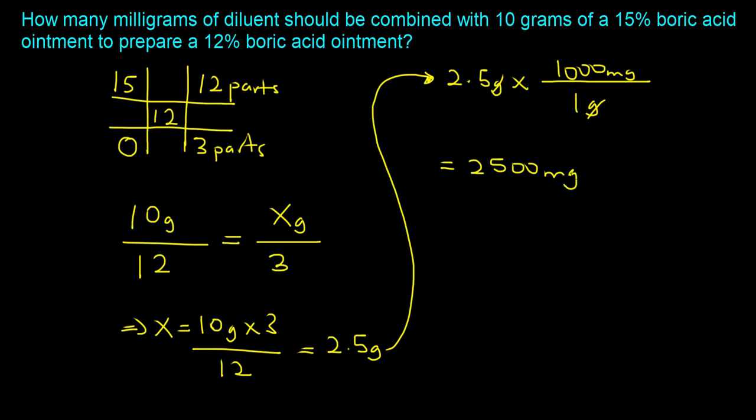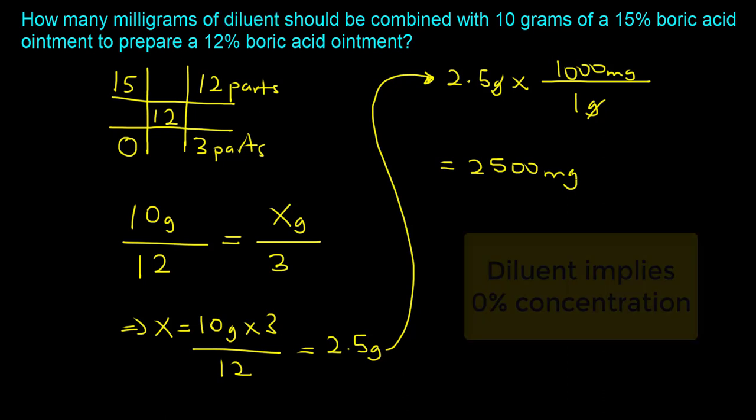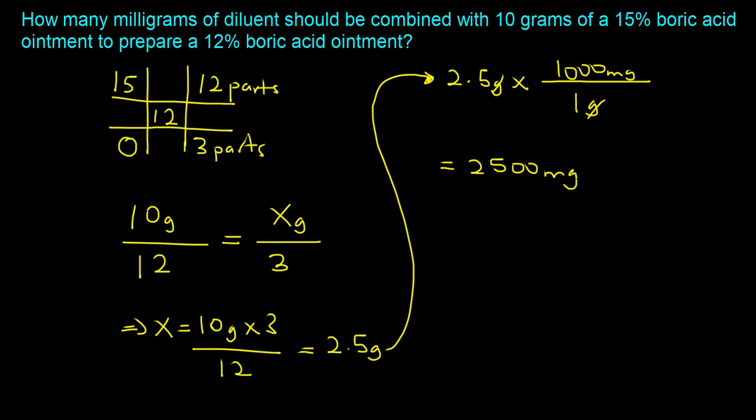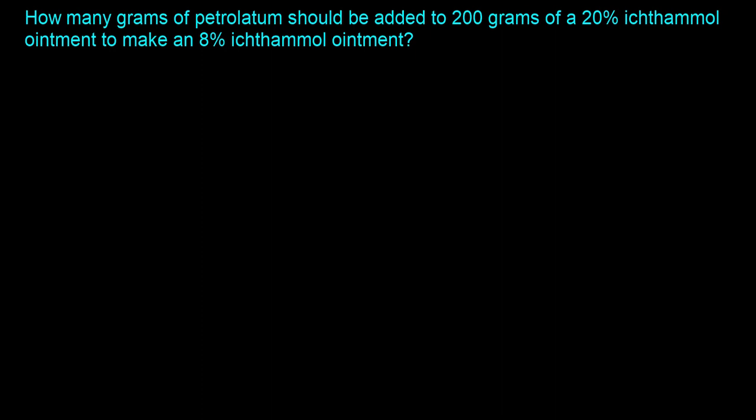So the take-home message from this particular question is, even though we're given just the two concentration numbers explicitly in the question, the third concentration is implied from the word diluent. When you see that word diluent, it implies 0% concentration. Now let's take a look at another example.